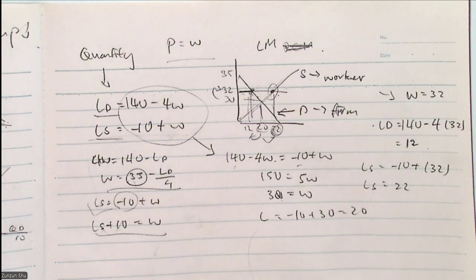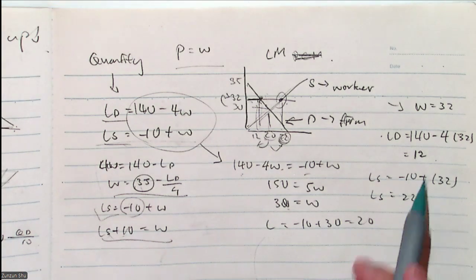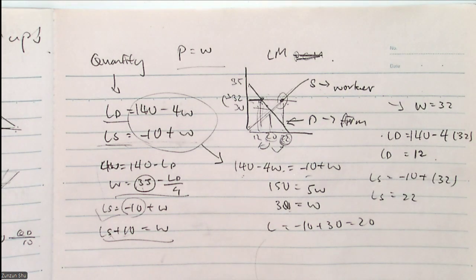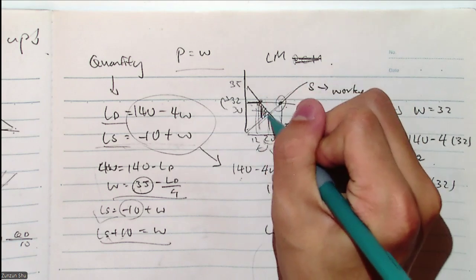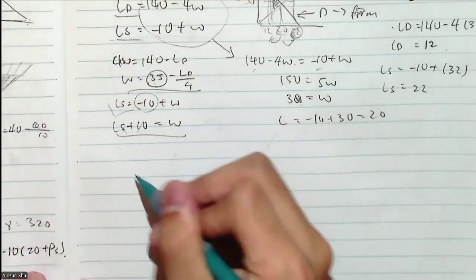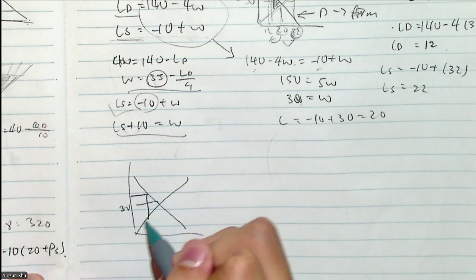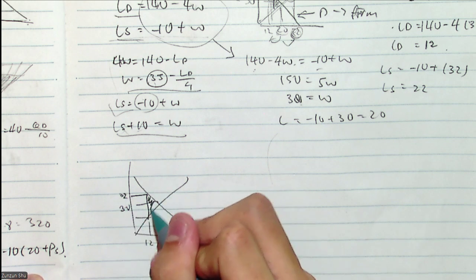Okay, clear? All right, so now number 10. The answer to the previous one, by the way, is 12 for LD and 22 for LS. Number 10 is asking whether the minimum wage policy results in a decrease in economic surplus, in other words, a deadweight loss. So now we're trying to find the deadweight loss this generates. Let's draw a graph here. Previously it's 30, now we impose 32. We're going to have a deadweight loss, and it's going to be this triangle.